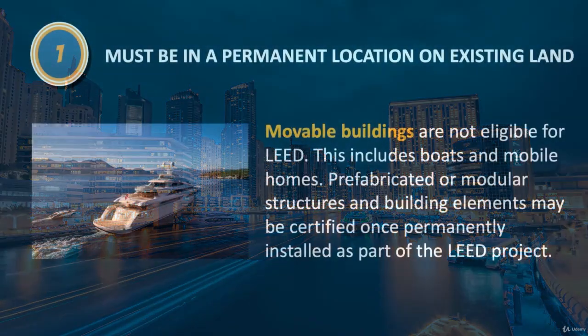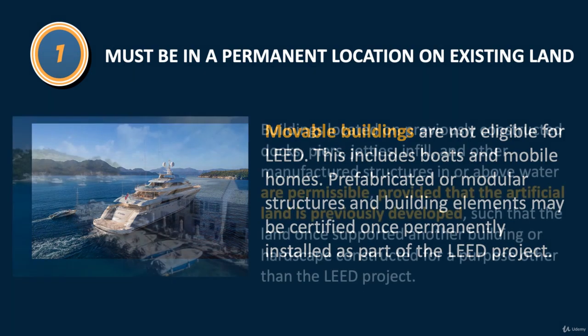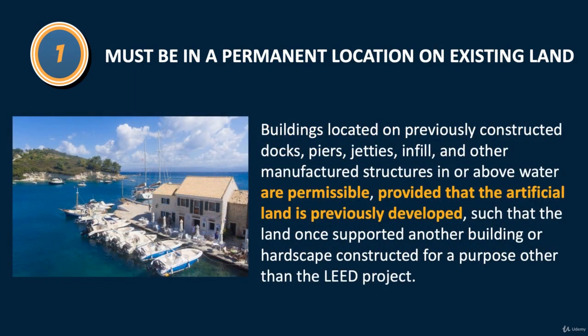Related to permanent locations, movable buildings are not eligible for LEED, and this includes boats and mobile homes. Prefabricated or modular structures and building elements may be certified once permanently installed as part of the LEED project. And in terms of existing land, buildings located on previously constructed docks, piers, jetties, infills and other manufactured structures in or above water are permissible, provided that the artificial land is previously developed, so that the land once supported other buildings or hardscape constructed for a purpose other than the LEED project.